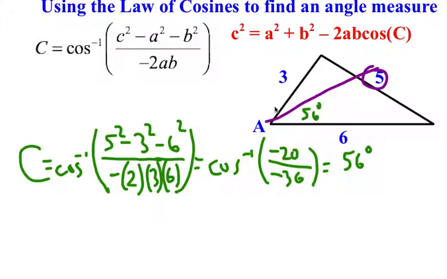Now, you could then go on and use the law of sine. Well, you could use the law of cosines again to find another angle measure, subtract from 180. You could even jump in and use the law of sine now that you have an angle and its opposite side. That's it.